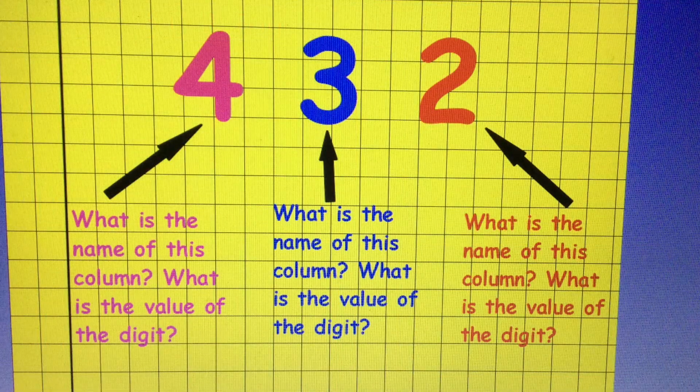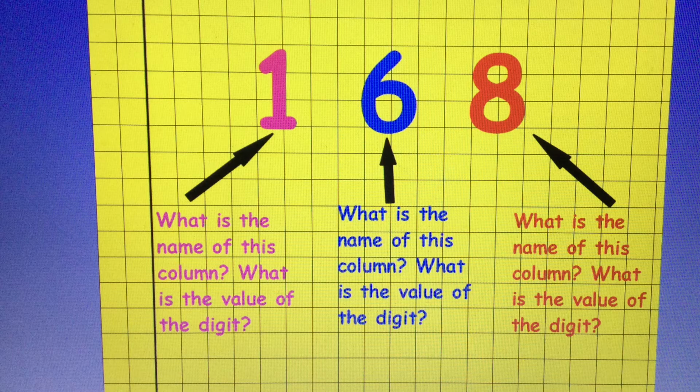Have a think for me. What is the name of each of those columns and what is the value of each of the digits? The red is our ones and the value of that 2 is a 2. The blue is our tens and the value of that 3 is 3 tens, which is 30. So the value is 30. And then if you look at the pink, that column is our hundreds and the value of that 4 is actually 400.